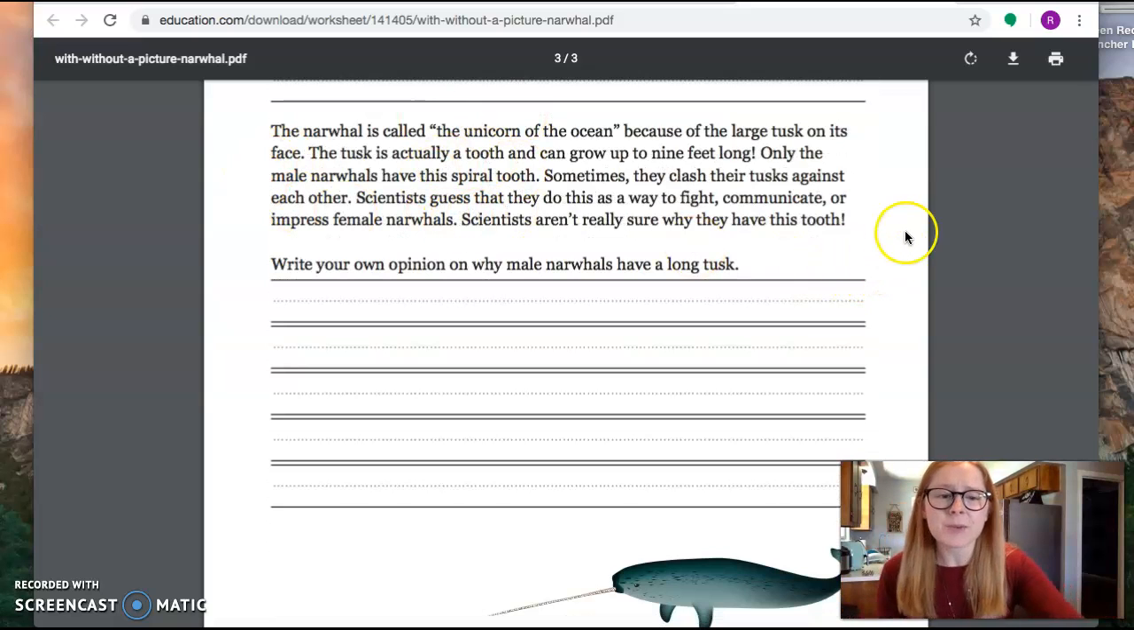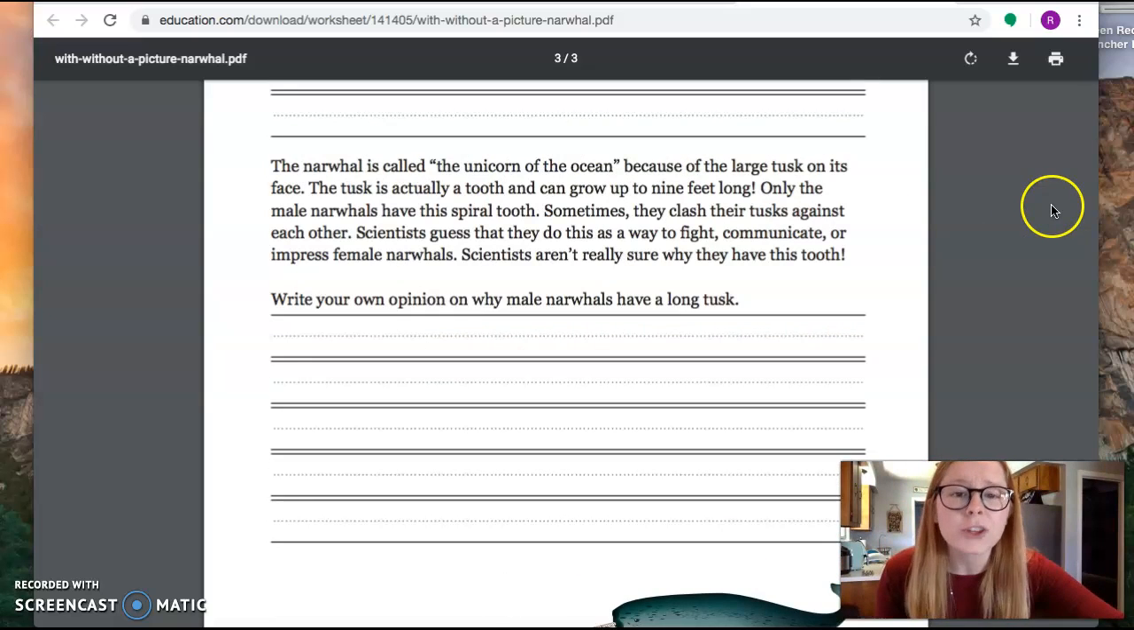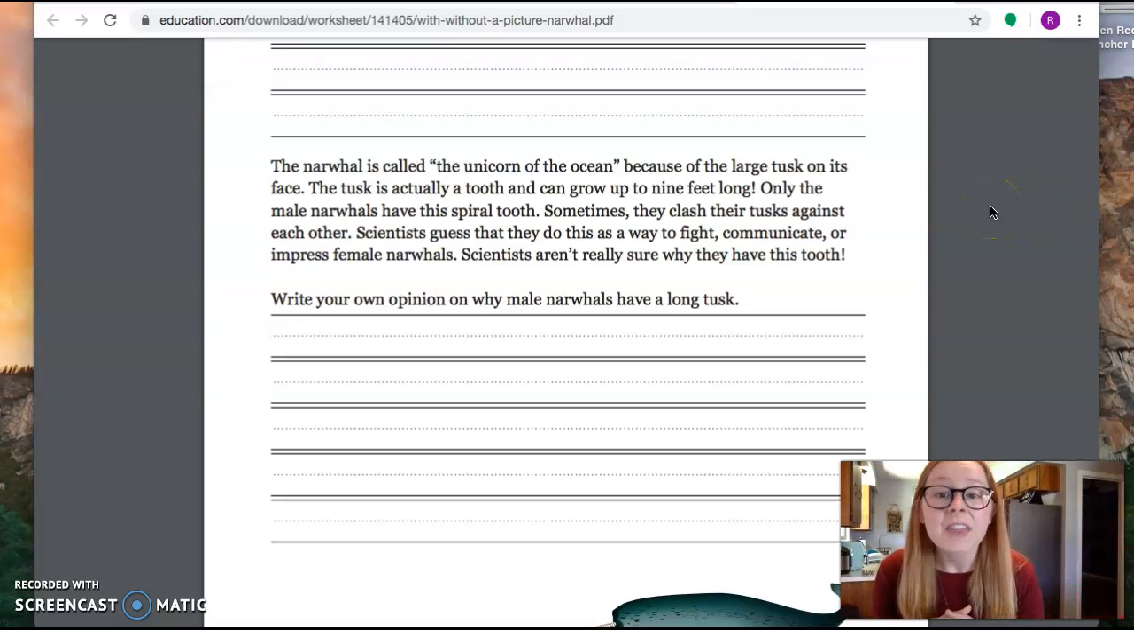And then the last thing that we're going to talk about, it says the narwhal is called the unicorn of the ocean because of the large tusk on its face. The tusk is actually a tooth and can grow up to 9 feet long. Only the male narwhals have this spiral tooth. I didn't know that. Sometimes they clash their tusks against each other. Scientists guess that they do this as a way to fight, communicate, or impress female narwhals. Scientists aren't really sure why they have this tooth.